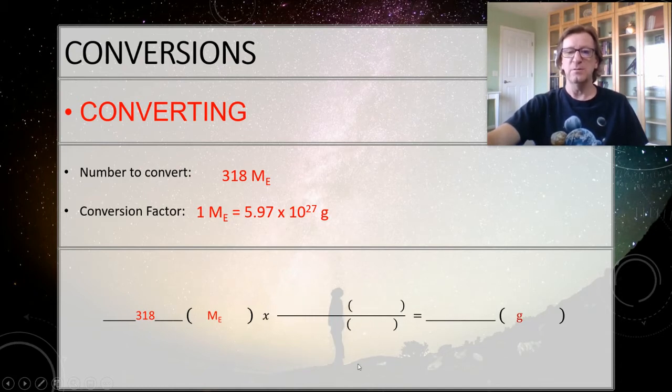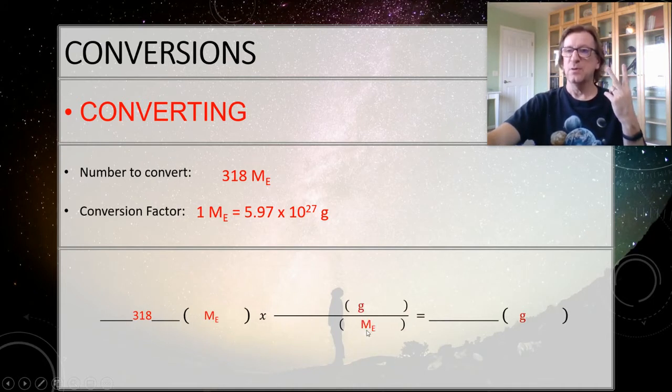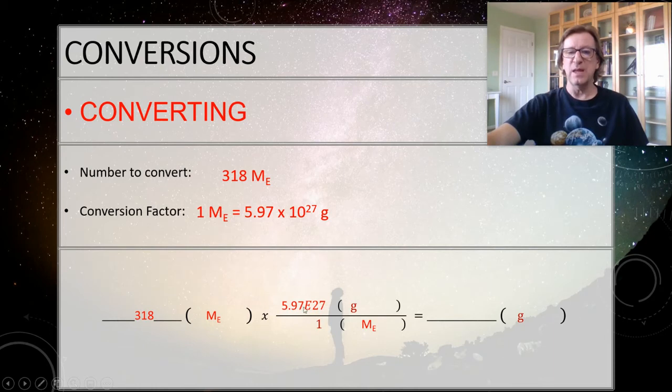So step 1, write down what you want to convert times the fraction bar. Step 2, look at just the units. ME cancels. Now, step 3, these numbers are glued to the units. So the 1 has to go down here, and the 5.97E27 goes up here. Now I'm writing it this way. Remember that E might be an EE button or an EXP button on your calculator. Do it your way, but don't do times 10 to the 27. So step 4, the final step, multiply by everything in the top, divide by everything in the bottom.